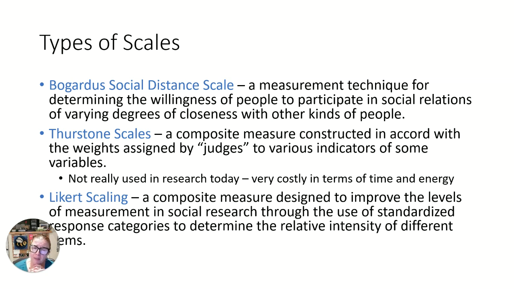Thurstone scales are composite measures constructed in accord with weights assigned by judges. So you've asked other experts to look at something and determine how it should be weighed. What's more important? Not really used in research today because it's costly and time consuming. You have to get a bunch of experts to agree to do this for you. You're most familiar with a Likert scale. It's usually a scale of 5 or a scale of 7. Any of those that go from strongly agree to strongly disagree, that's a Likert scale.